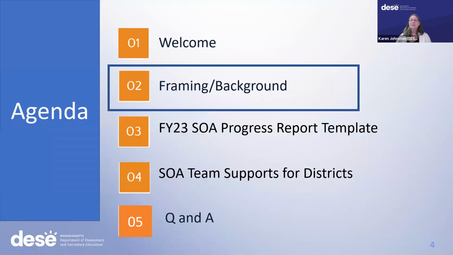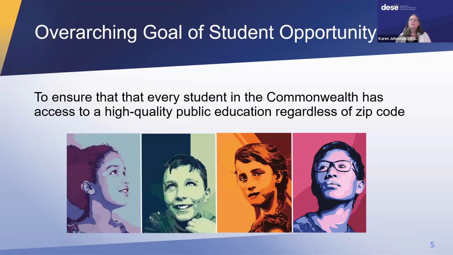And now on to a little bit of framing and background. So ultimately, the overarching goal of the Student Opportunity Act is to ensure that every student in the Commonwealth has access to a high quality public education, regardless of the zip code that they come from. And ultimately, the Act is a recognition that some of our districts have been historically underfunded. And a key goal was to fund them equitably.